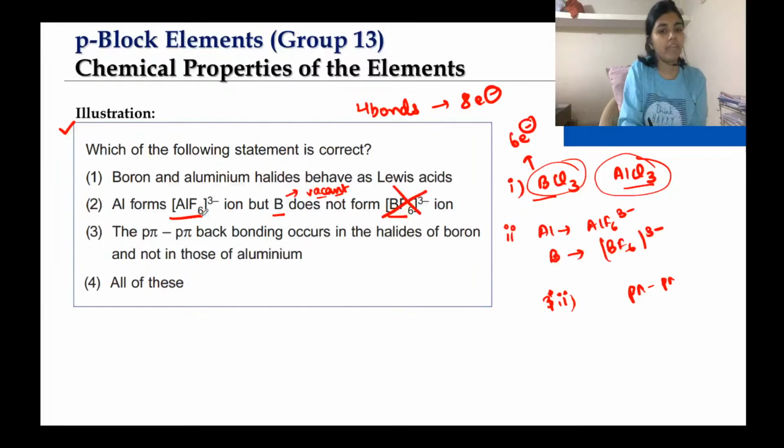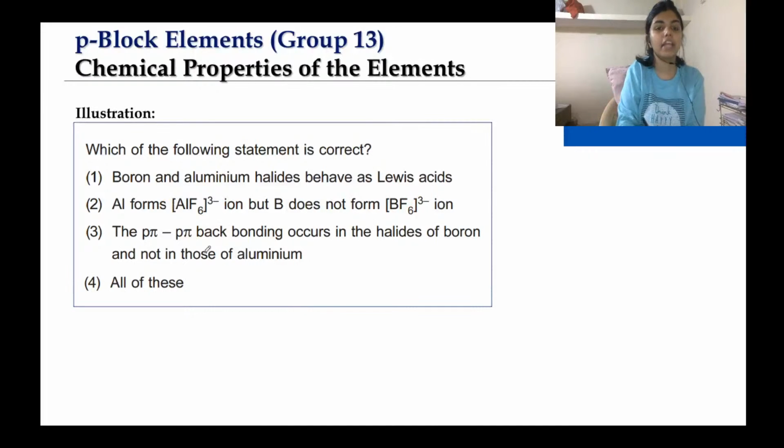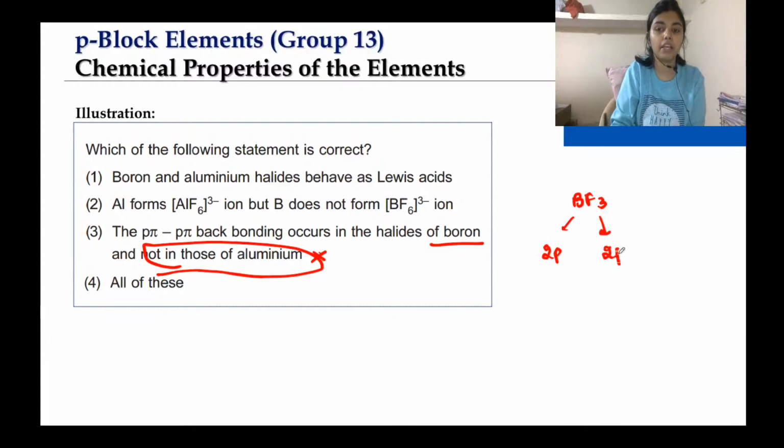While aluminium has vacant 3d orbitals, so it has the ability to expand its octet and therefore it can form 6 bonds here. Now p-pi back bonding does not happen in the case of aluminium, it only happens in the case of boron. For example, we have studied that in BF3 we have 2p-2p p-pi back bonding, due to which the electron deficiency of the BF3 molecule is lowered. And the fourth option is all of these. So all of these options are correct.